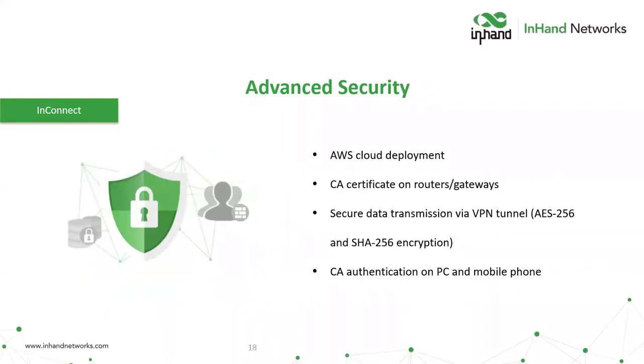Regarding security, which is a concern for many of the users, InConnect is deployed on the Amazon Web Services cloud, so the security standards are always up to date. The routers and gateways which work with the InConnect service also have CA certificates. Data transmission is secured with AES-256, standing for Advanced Encryption Standard, and also SHA-256 encryption. CA authentication is required on PC and mobile devices on the customer's end as well. With all this, I suppose we would agree that the InConnect service is much more secure when compared to the traditional ones, right?